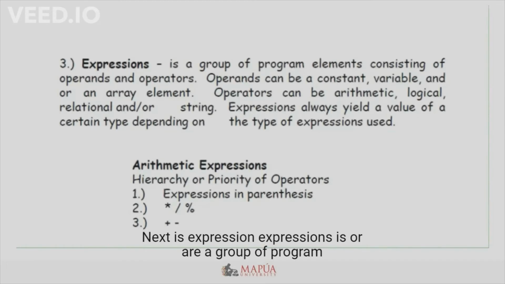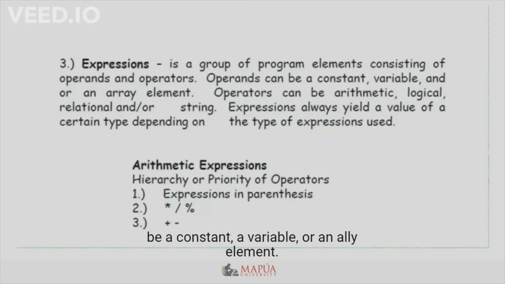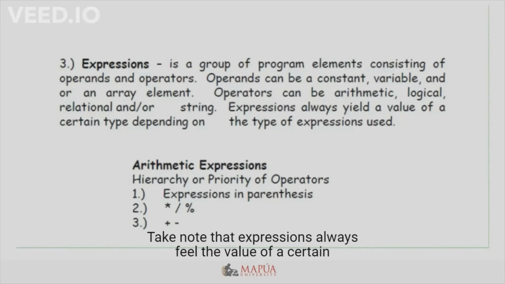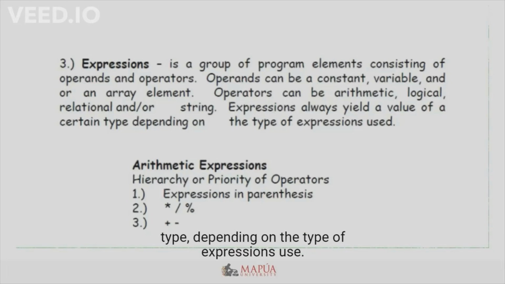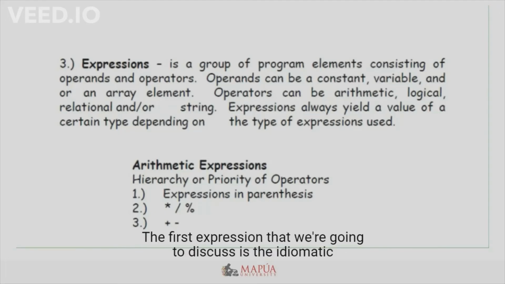Next are expressions. Expressions are a group of program elements consisting of operands and operators. Operands can be a constant, a variable, or an array element. Operators can be arithmetic, logical, relational, and or string. Take note that expressions always yield a value of a certain type depending on the type of expressions used. So here we have three expressions. The first expression that we're going to discuss is the arithmetic expression.